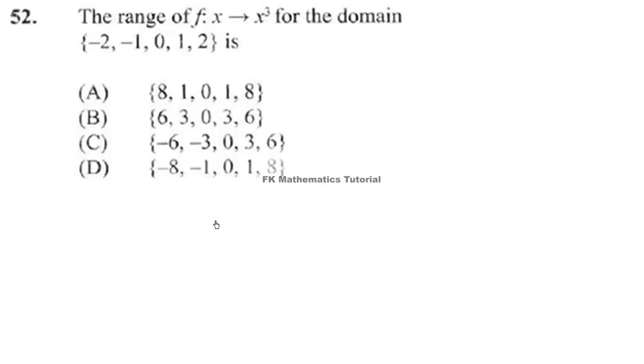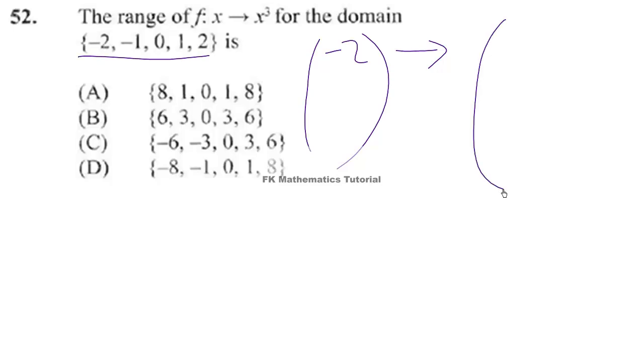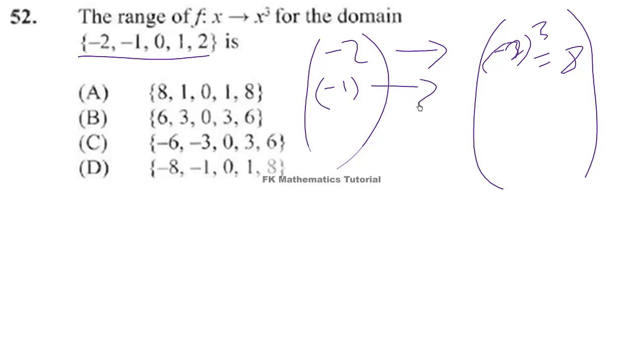The range of f, x maps onto x cube, for the domain is this. We want to find the range. So -2 will map onto -2 cube, -2 cube, and that will be equal to -8. Then -1 will map onto -1 cube, and this will be equal to -1.